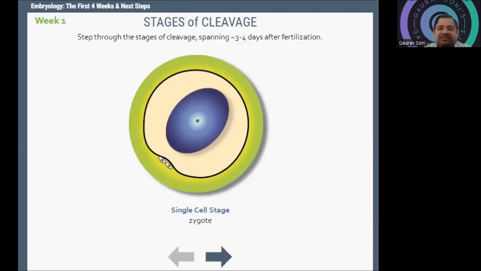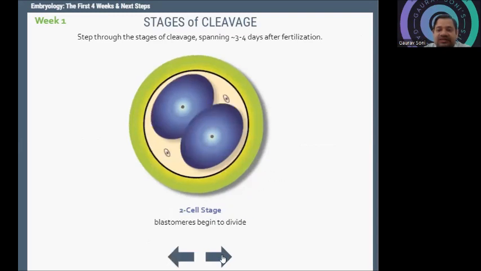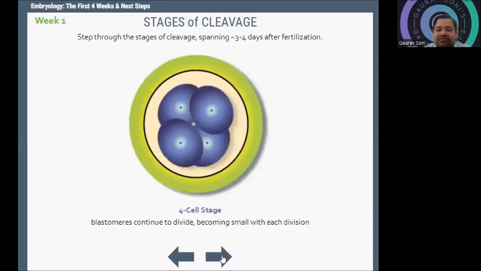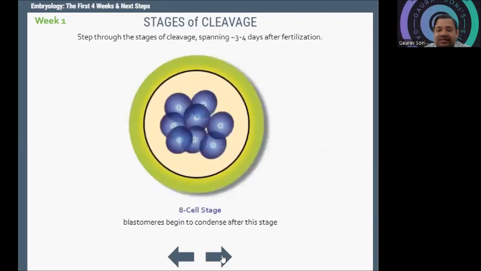Next, different stages of cleavage are there. It will be nearly 3 to 4 days process for traveling from the ampulla to the posterior wall of the uterus. You can see now it is single cell stage, zygote. Then it will be 2 cell stage, means blastomere begins to divide. Then 4 cell stage continues to divide, becomes smaller and smaller. Then 8 cell stage. At 8 cell stage, one more important thing is going to happen, known as compaction, which will make them more and more condensed.